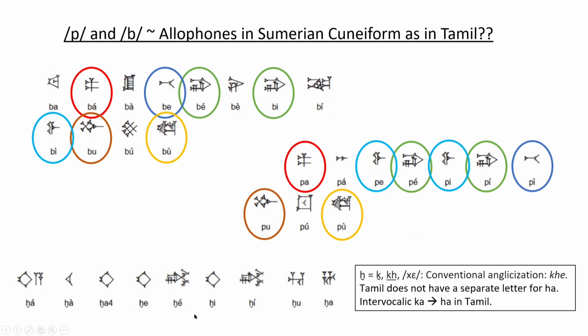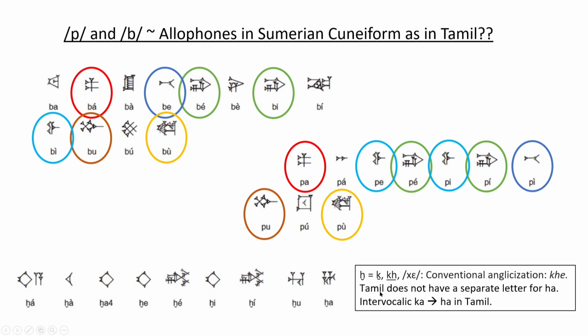And also the H, Ha sound found in Sumerian is not exactly a proper Ha sound. It has this H with the breve curve below. There is a curve below H. This curve is actually more like the Arabic Ka, and it's conventionally anglicized as KHE. So it inherently has some K kind of sound associated with this symbol.